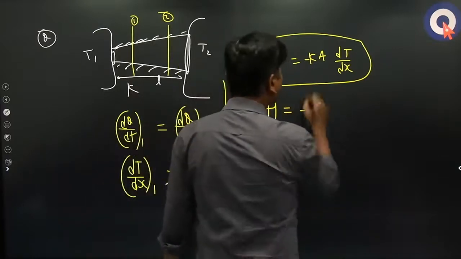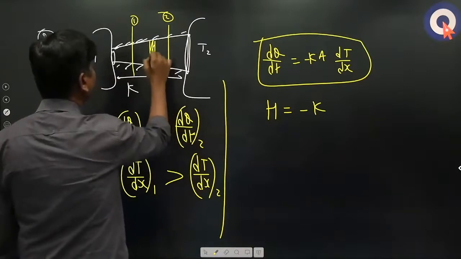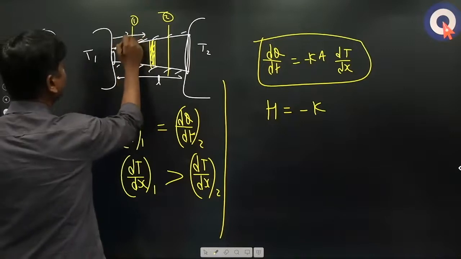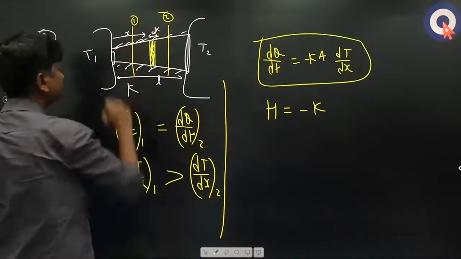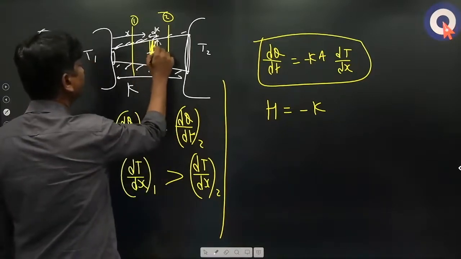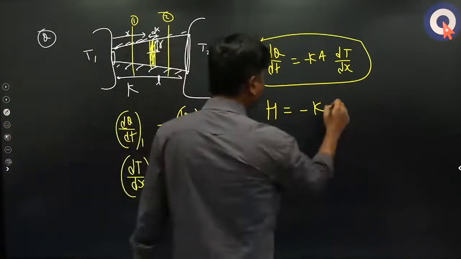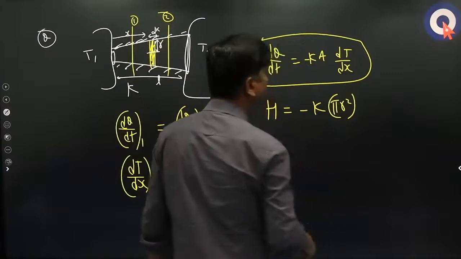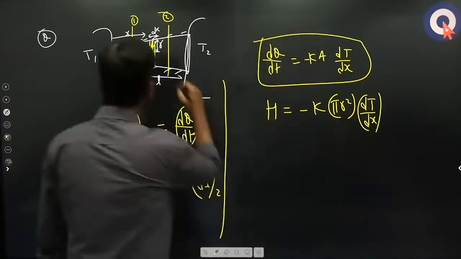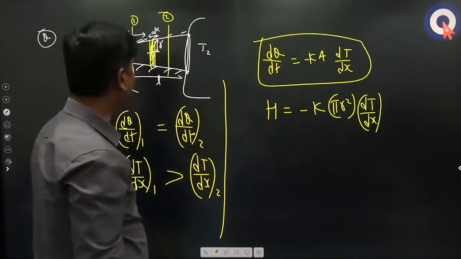So h equals minus K A dt by dx. Take a small strip at a distance of x and dx. Here the radius may be somewhat smaller, and the area will be pi r squared, into dt by dx. The only thing you have to do is write the radius in terms of x. You can do that with simple geometry.